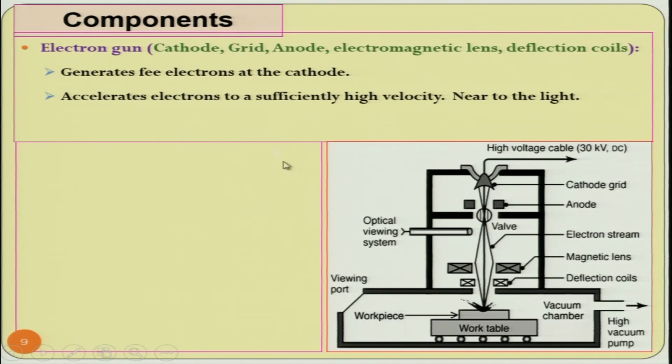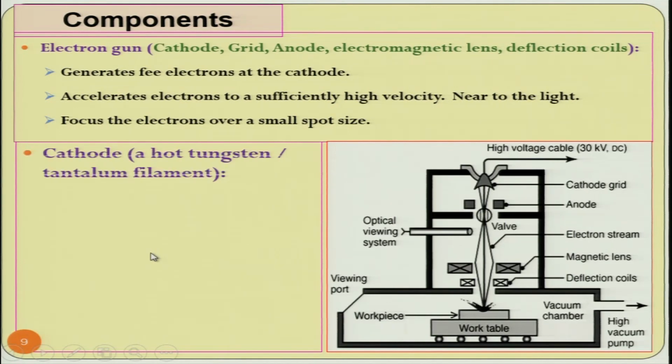So, this velocity of the electrons is going to decide finally the kinetic energy of the electrons before hitting the workpiece surface. The electrons are focused over a small spot on the workpiece, as you can see over here. The cathode is a hot tungsten or tantalum filament that is shown here in the cathode grid. It is heated to around 2500 degree centigrade, which is quite a high temperature.